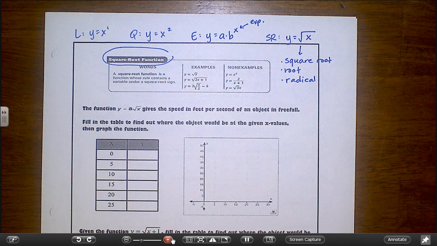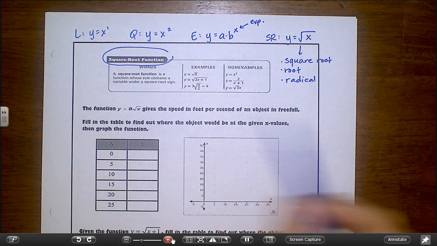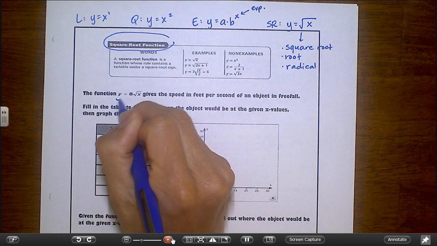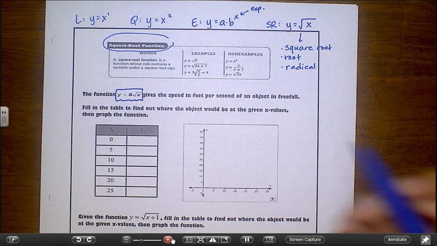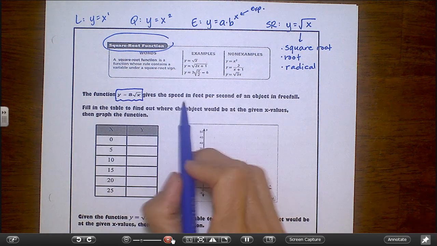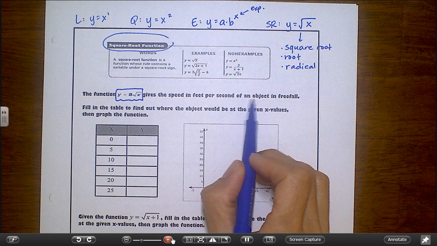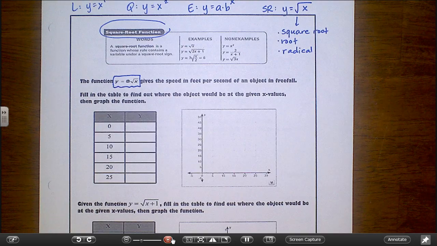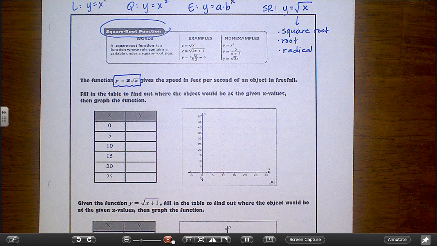Okay, so let's take a look at this. So this says the function 8 rad x, or 8 times the square root of x, whatever you want to say, gives a speed in feet per second of an object in free fall. Fill in the table to find out where the object would be at the given x values and graph the function. So if you have a calculator, this is really easy to just throw in your calculator and do. If you don't have a calculator, then you have to be a little bit creative with this.